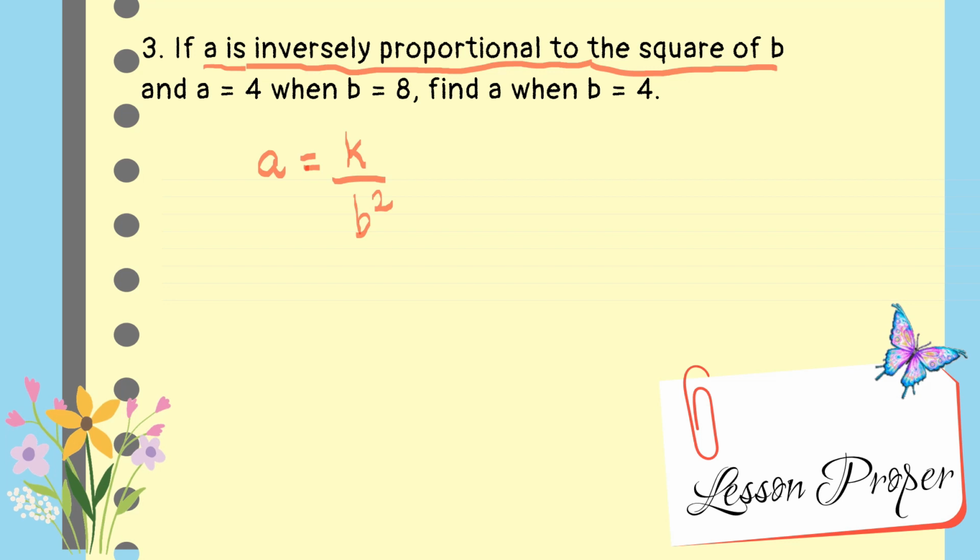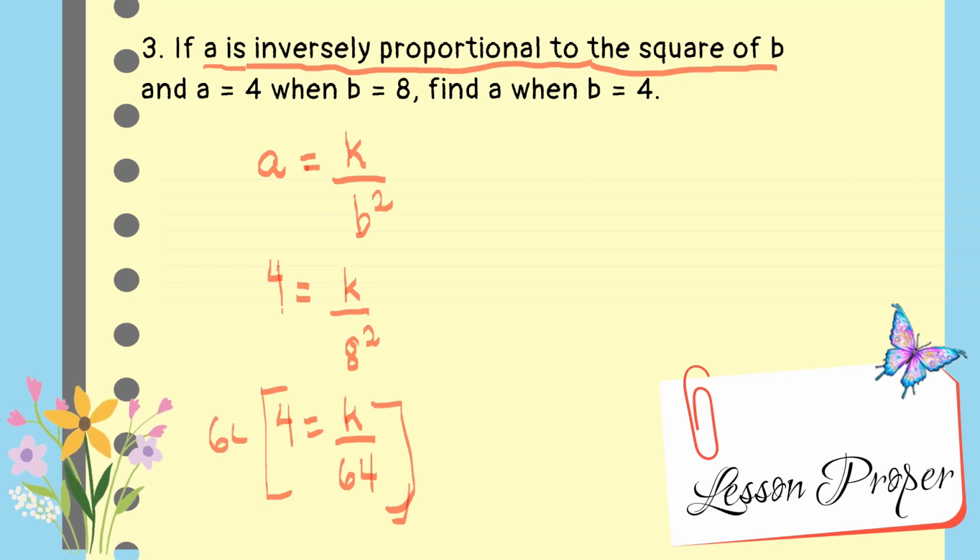And then we have the value of A, which is 4. So we just substitute 4 for A equals K, and B is 8. We have 8 squared. 4 is equal to K over 8 squared, and 8 squared is equal to 64. To solve for K, we multiply the whole equation by 64. So 64 times 4 is 256 equals K. So the constant of variation is 256.